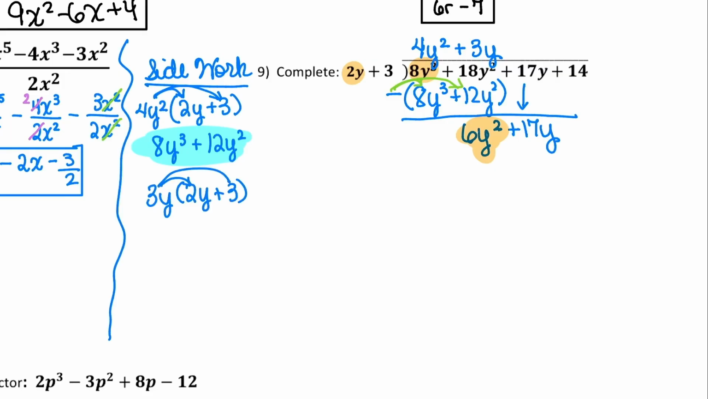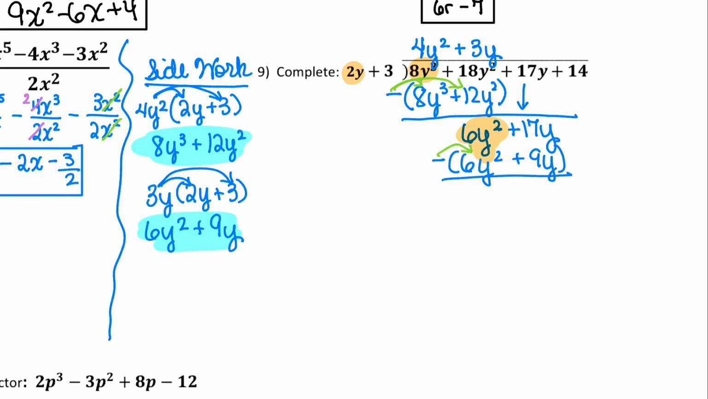We're going to distribute that 3y to get 6y squared plus 9y. And again, this is where we are going to go through and subtract the whole thing. Then we're going to distribute that negative, and we're going to get 17y minus 9y. That's going to be 8y. Then we will bring down our 14.